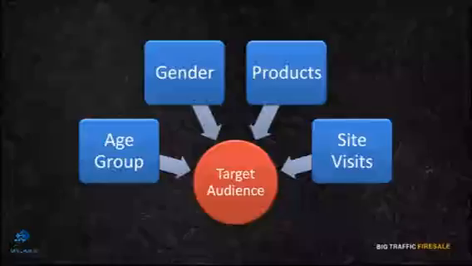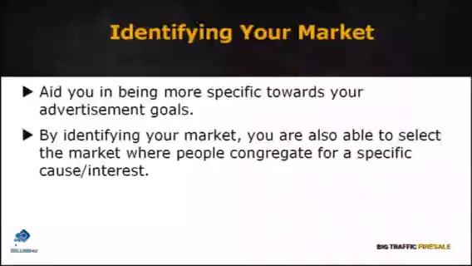The first golden rule: identify your target audience and be familiar with their demographics. For instance, if you're selling skincare products that specialize in getting rid of acne, the questions you want to ask yourself are: which age group are you focusing on? Are you focusing on males, females, or both? What type of products are they purchasing? What sites are they interested in and looking at? It's important to identify these factors as it'll aid you in being more specific towards your advertisement goals. As a result, you're able to effectively generate the kind of traffic you want. By identifying your market, you're also able to select the market where people congregate for a specific cause or interest.